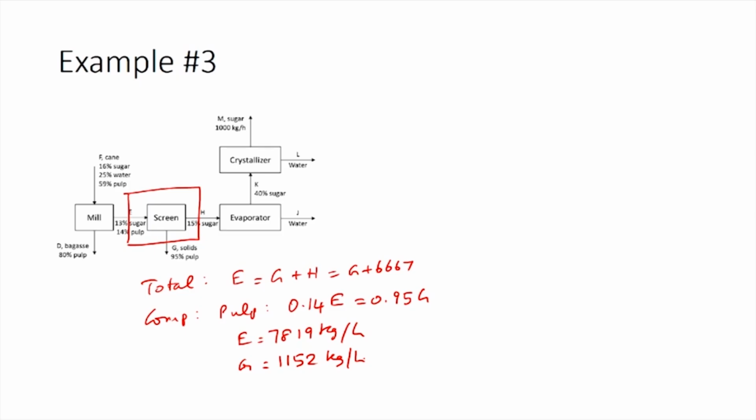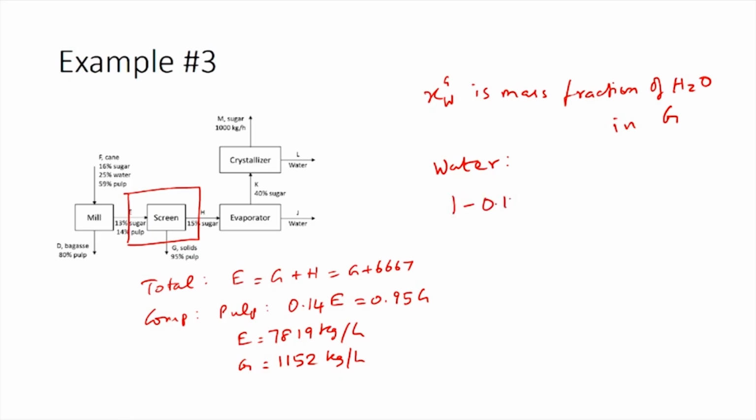So, let us assume that the composition of water in this stream G is XWG, the mass fraction of water in stream G. So, assuming that, let us write a water balance equation. So, the water balance equation would be 1 minus 0.13 minus 0.14 times E. How did I get this?